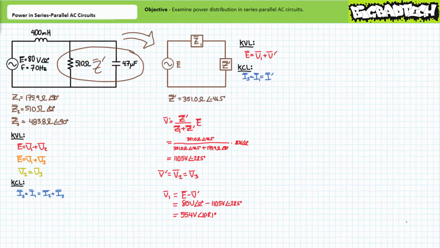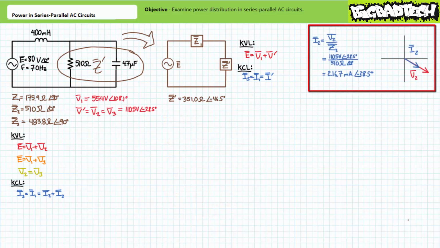Let's use these voltage figures to determine current through each individual element. Application of Ohm's law suggests that the current through resistive impedance Z2 equals 216.7 milliamperes at an angle of negative 28.5 degrees. Despite use of an external absolute reference, the phasor diagram clearly illustrates voltage and current are perfectly in phase with one another for this purely resistive element.